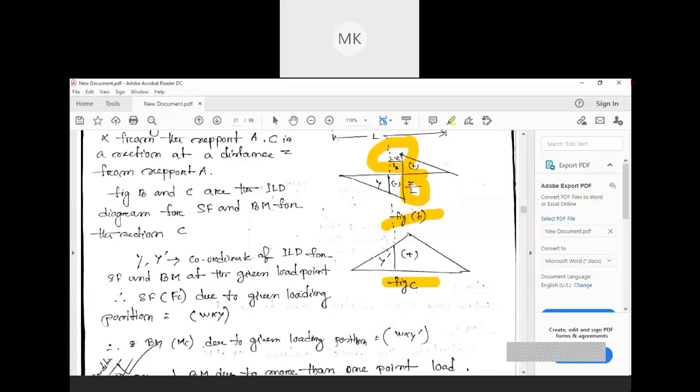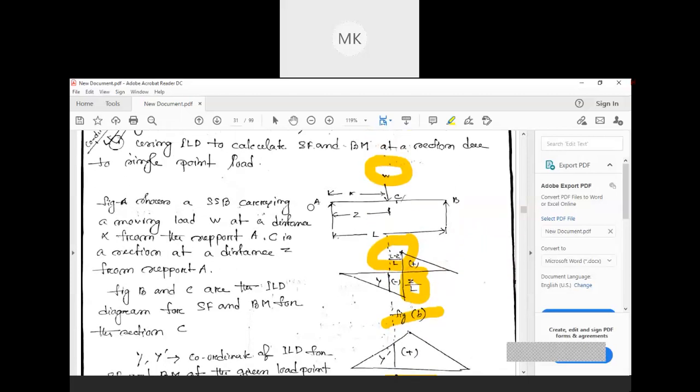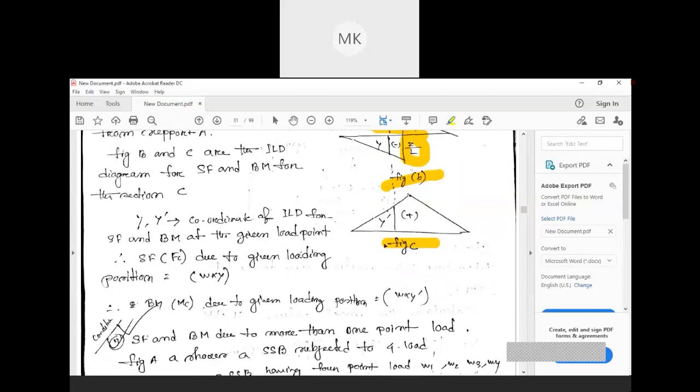And what are y and y dash? y and y dash are the coordinates of ILD for SF and BM at the given load point. Where the load is given, the impact of that load is shown by these two coordinates.